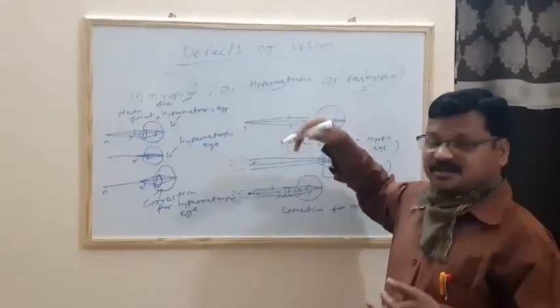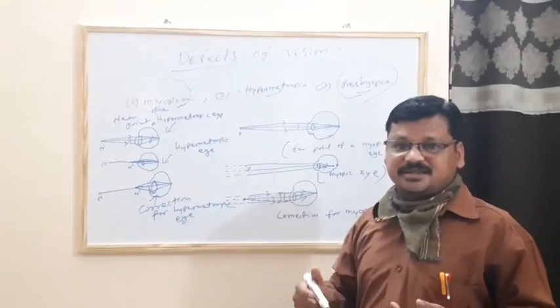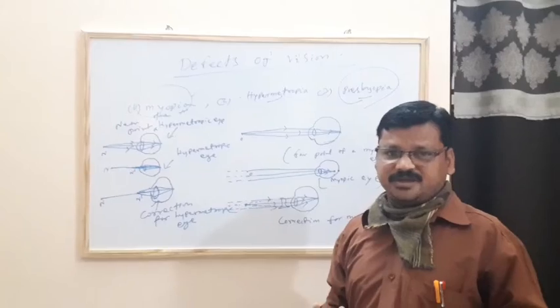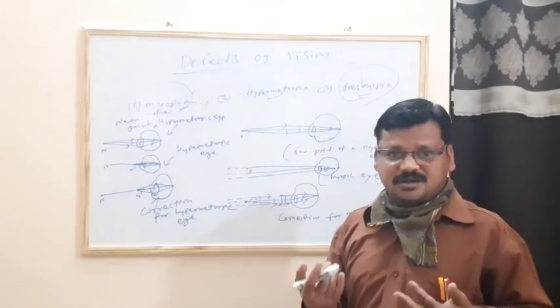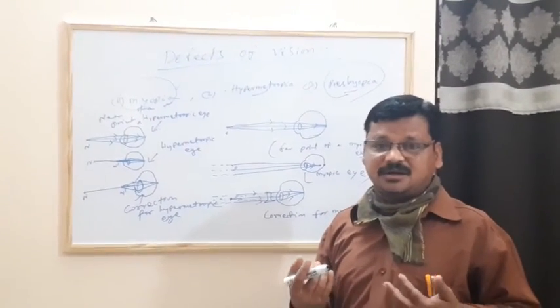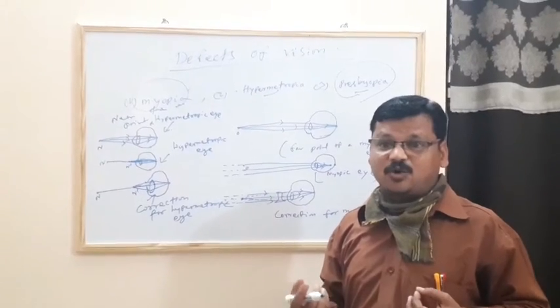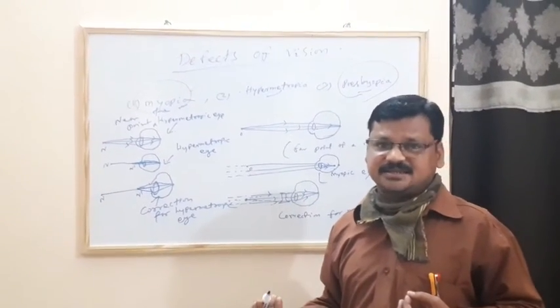So by donating eyes, we can give vision to them. It is a noble work. Everyone should follow that. Everyone should think about how, after death, another person can see.